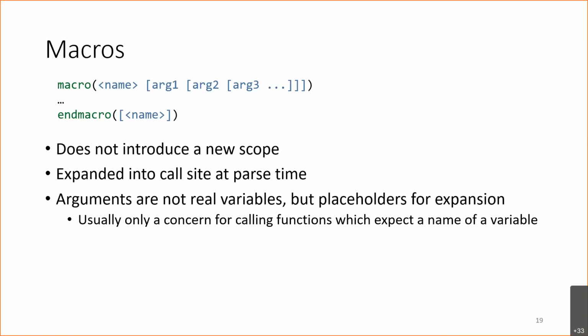Most of the time, this doesn't really make any difference. The only time it really does is when there's a function which expects the name of a variable in order to return some value or something of that nature. And then it won't work, because if you specify the name of an argument, it's not a real variable. So you just have to be conscious of that one.